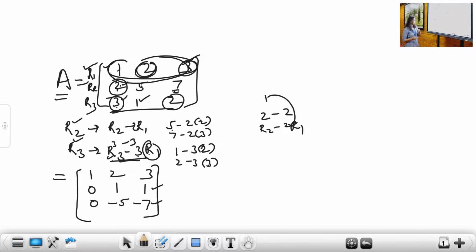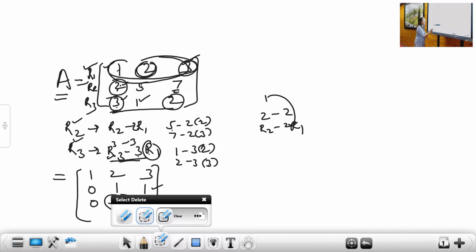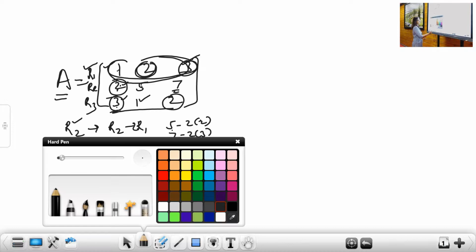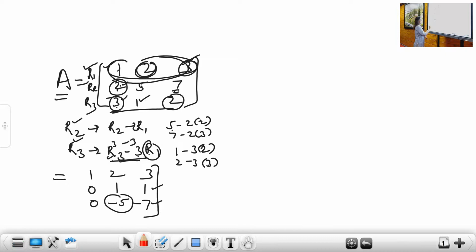Correct? Now suppose I want to make this element 0. What I need to do? If I want to make that element 0, I need to take help of R2. Now when I want to take help of R2, what I will do, see here. If I want to take help of R2, then my target element is this, right?